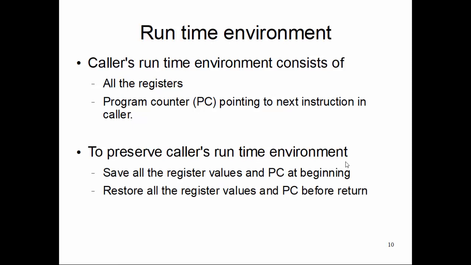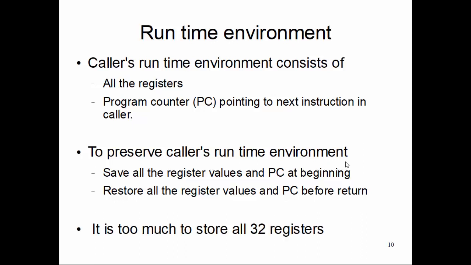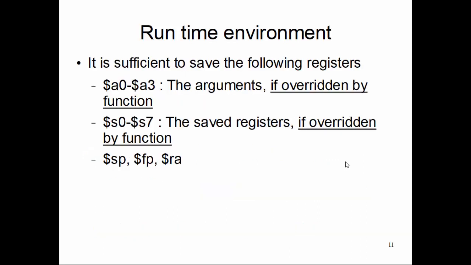To preserve the caller's runtime environment essentially means to save all the register values and the program counter at the beginning, and restore all the register values and program counter before return. But it's too much, right? It's all 32 registers. That means we somehow need to save them and restore them. So there comes your software convention.